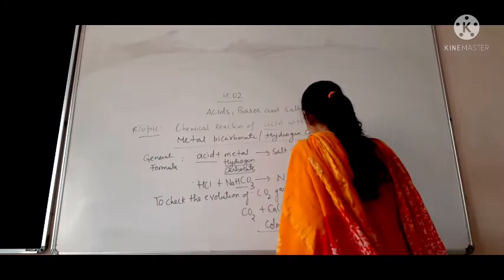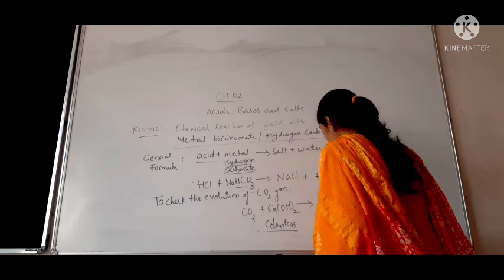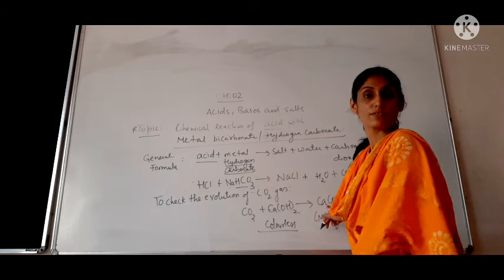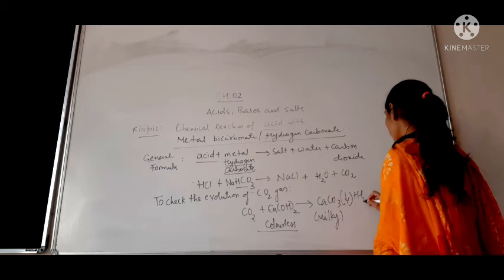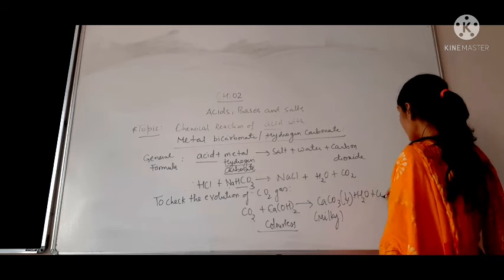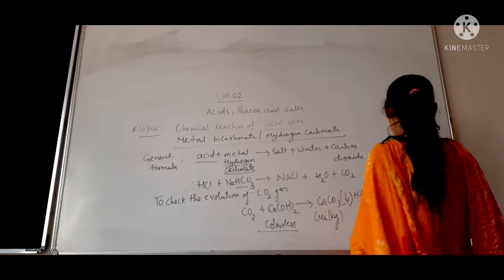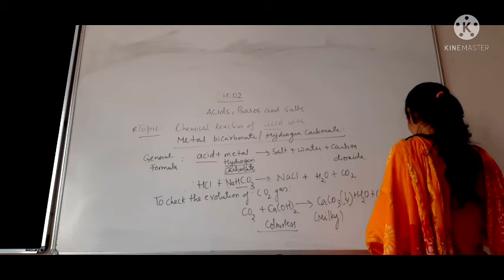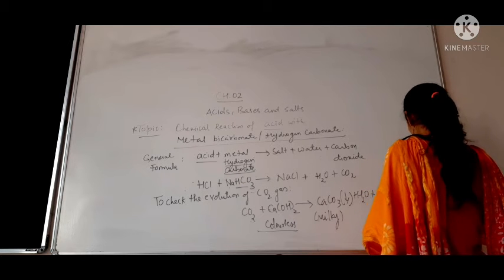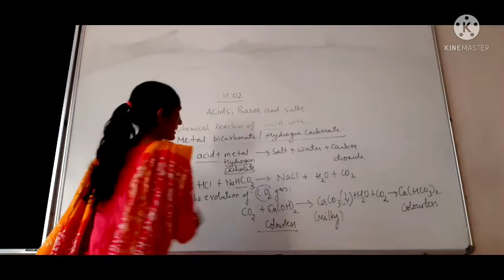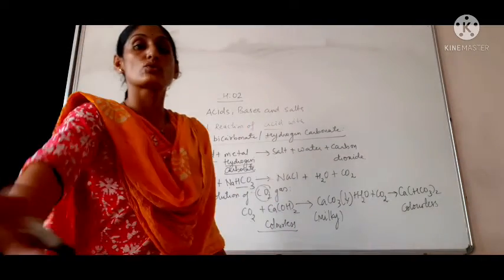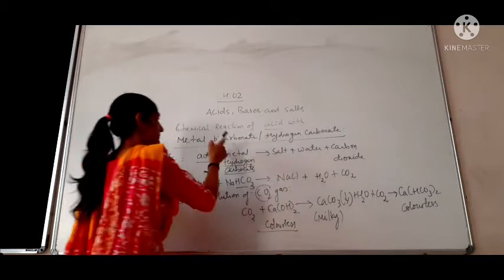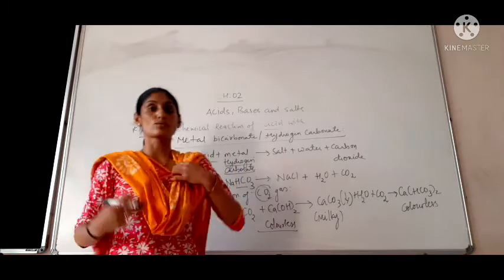It turns milky due to the formation of insoluble precipitate of calcium carbonate along with water. If I add excess carbon dioxide, the milky appearance is again converted into a colorless solution. So this indicates that yes, whatever gas is produced is carbon dioxide gas. Okay, so this is the chemical reaction of acid with metal carbonate and metal bicarbonate, or metal hydrogen carbonate.